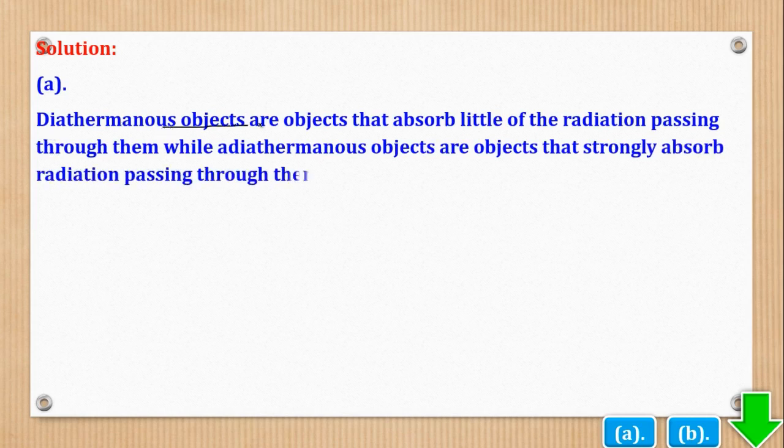So diathermous objects are those that absorb little of the radiation passing through them, while adiathermous objects are those that strongly absorb radiation passing through them.